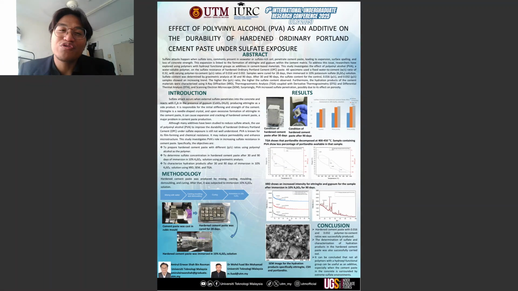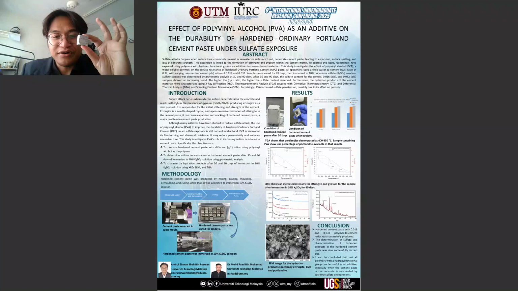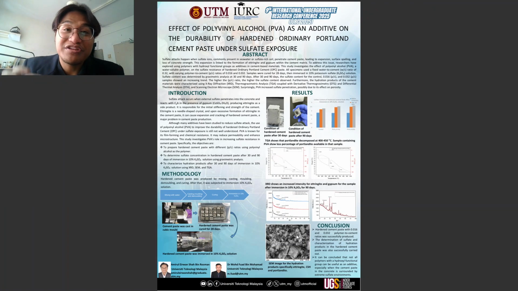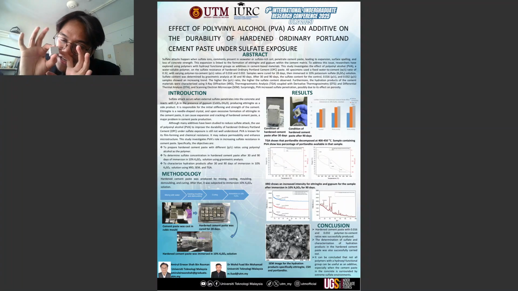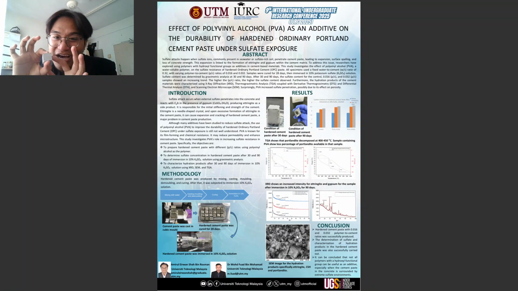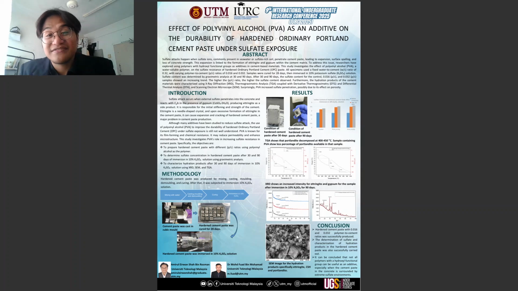So what can we conclude from this research? First one, I managed to make the hardened cement paste with different polymer ratios. The second one is I managed to determine the sulfate concentration in this hardened cement paste after immersion for 30 and 90 days. Interestingly, it shows that cement modified with PVA actually has more sulfate in it. It shows that PVA is not good as an additive in Portland cement paste.